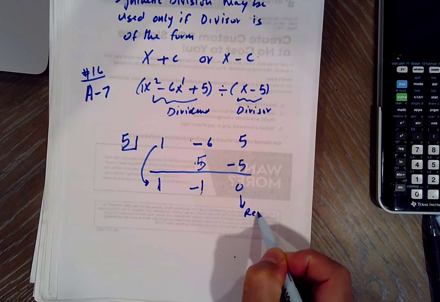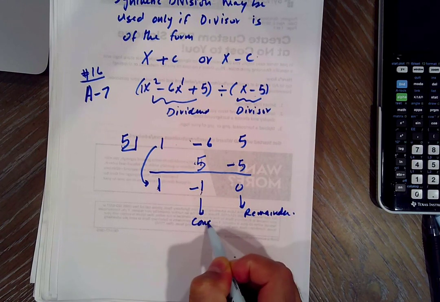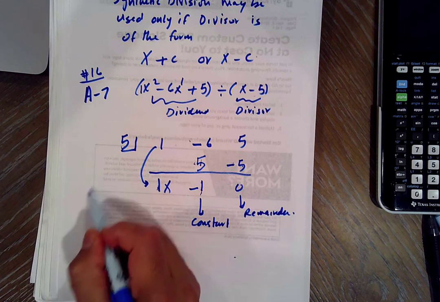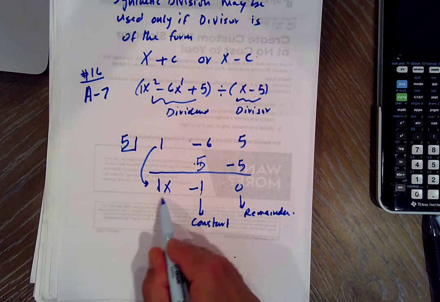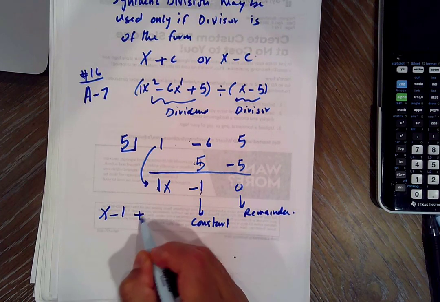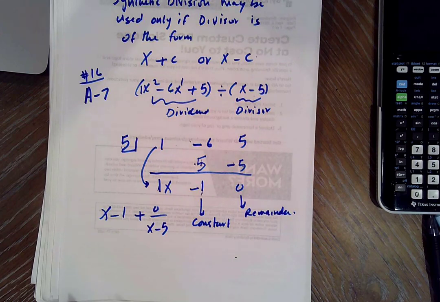That's the remainder. Always, you start from right to left. That's your constant, and then x, and then if there's more, x squared, x cubed, and so on. So your quotient is x minus 1 and your remainder is 0. We don't have to do 0 over x minus 5, but as a practice we'll do it, okay?